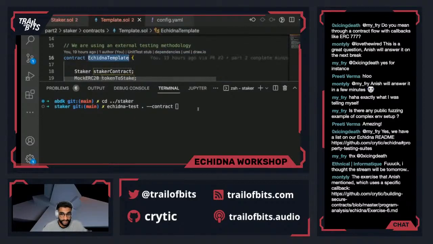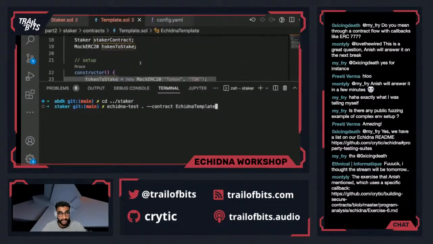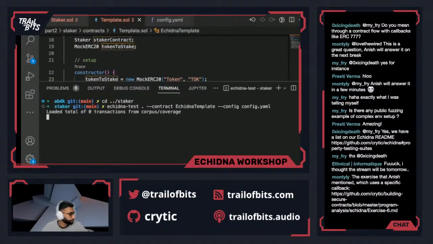Echidna template. So this is the target system. Note that this is the middleman, but this is what Echidna will be calling. And the Echidna template, the middleman, is the one that's actually communicating with Staker.sol, or the staker contract. And then the config file is config.yaml. Remember that we've enabled coverage.